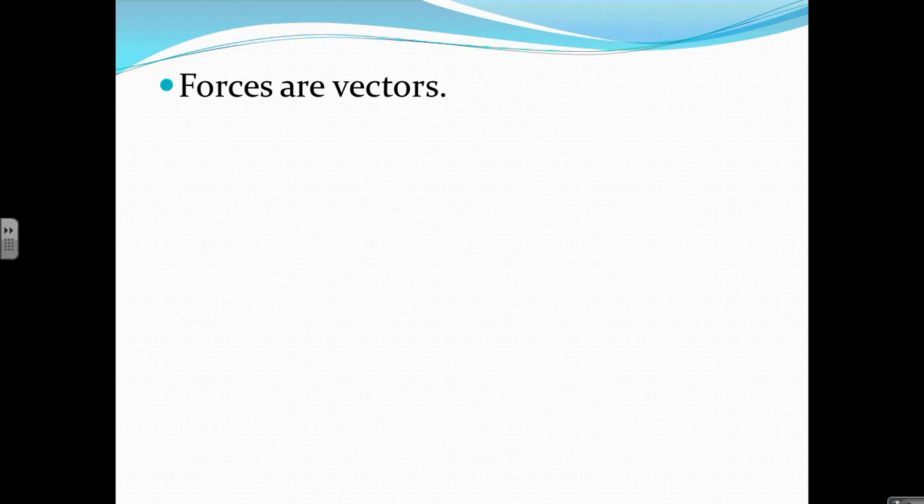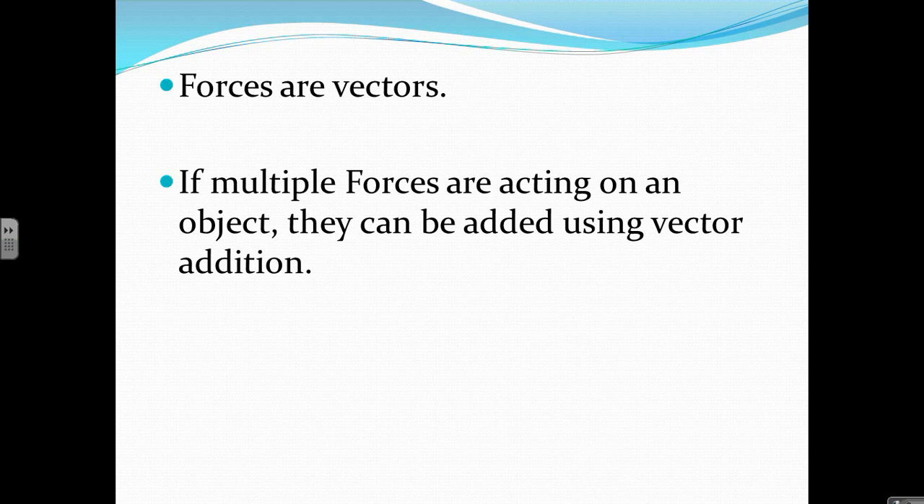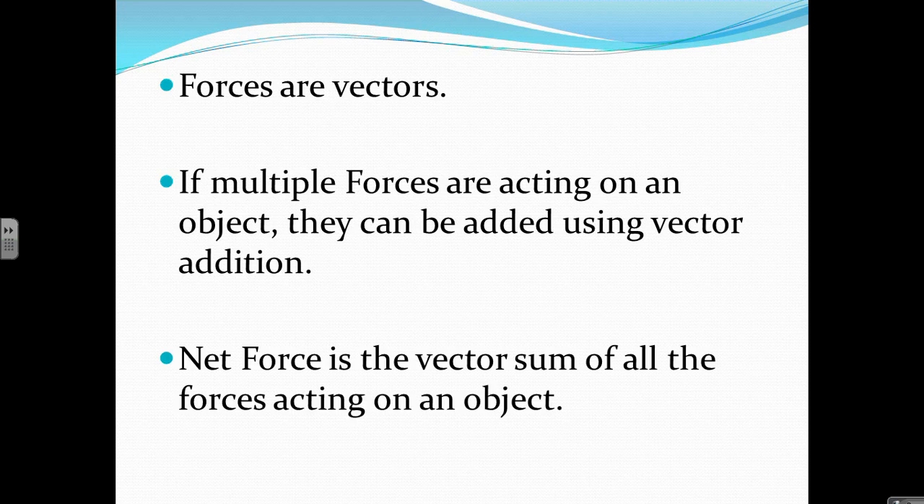Forces are vectors, meaning that they always have a direction associated with them. If we want to know how multiple forces acting on an object will cause that object to move, accelerate, or change its velocity, we can determine this by using vector addition. We add the vectors together, and the resultant vector of the forces is called the net force. When you have figured out all the forces acting on an object, some of them may cancel out, others will add together, and the end result is referred to as net force.